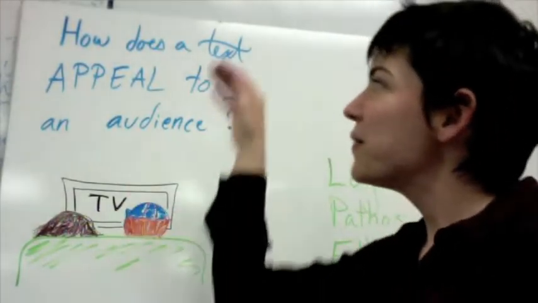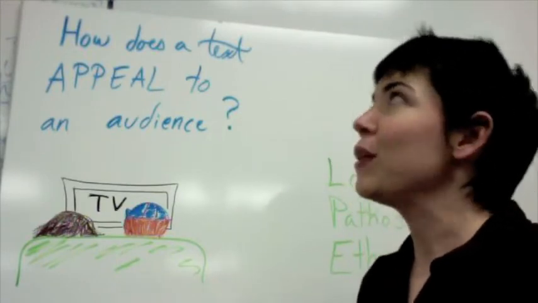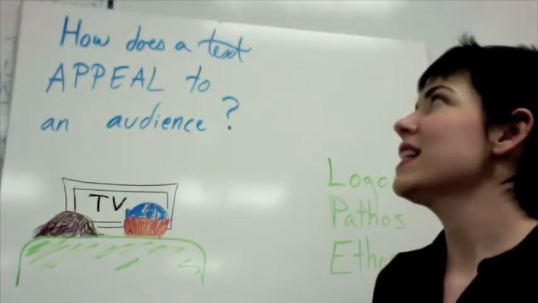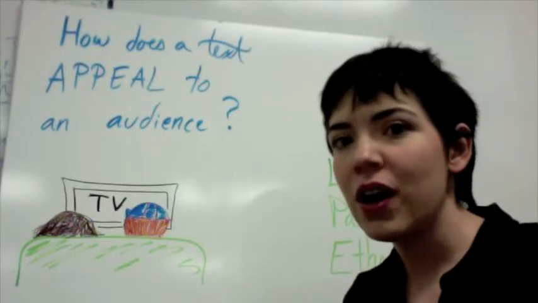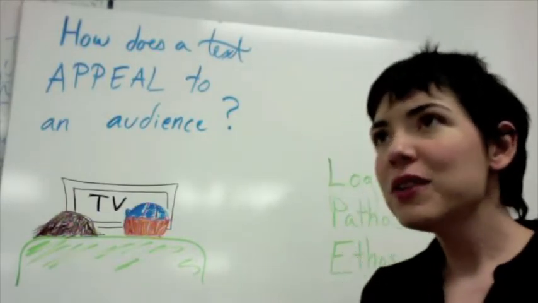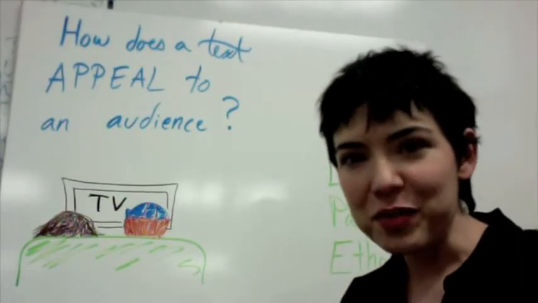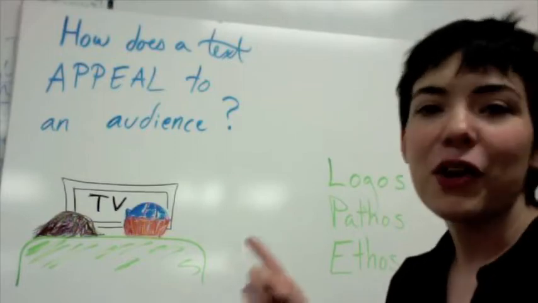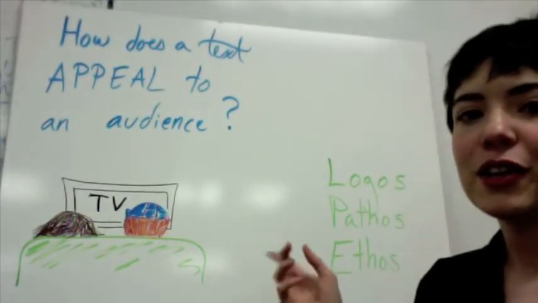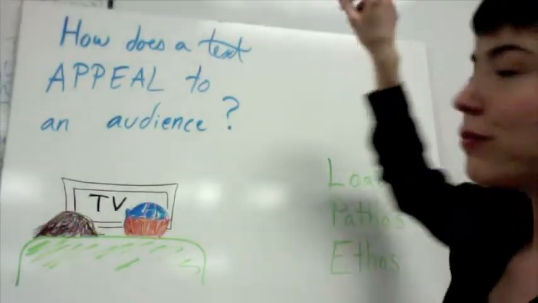All right, so whenever we are analyzing rhetorical appeals, what we're really asking ourselves is, how does a text appeal to an audience? How does a text persuade me? How does a text effectively manipulate me? Okay, there are really three answers to that. That's logos, pathos, and ethos.